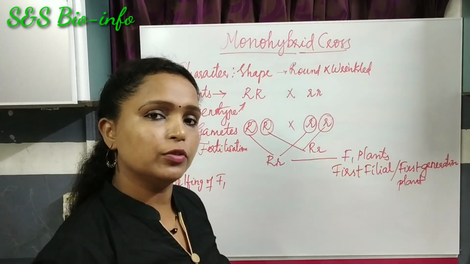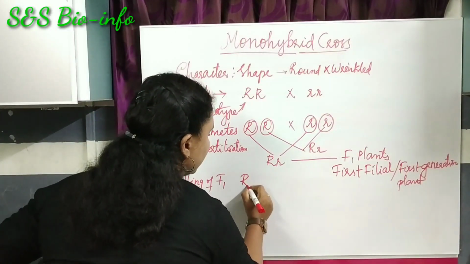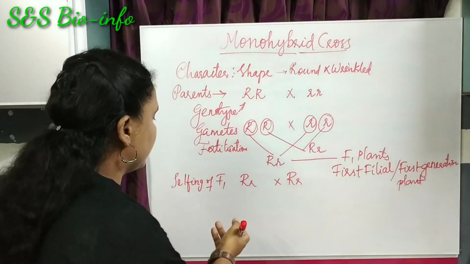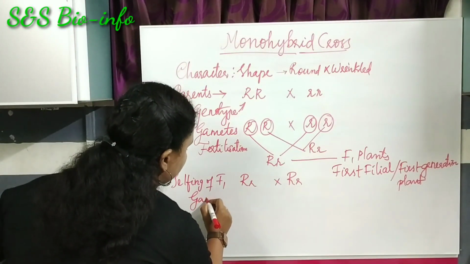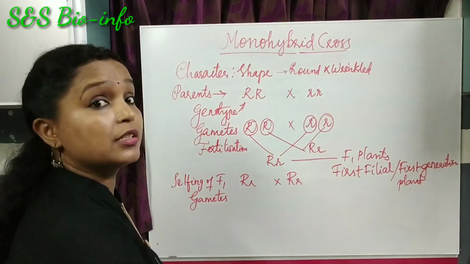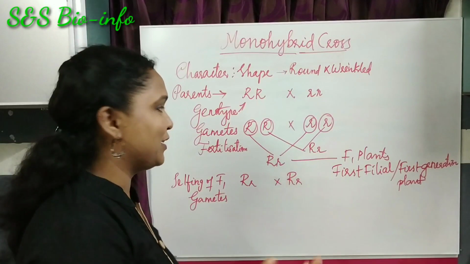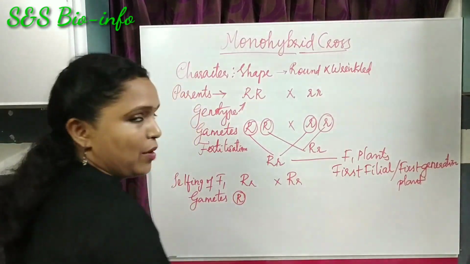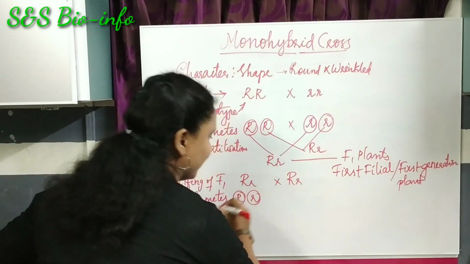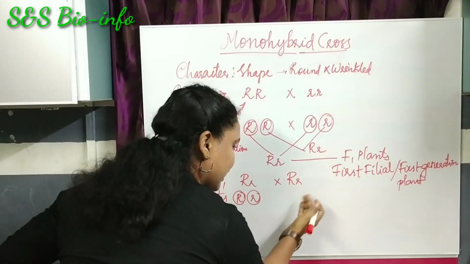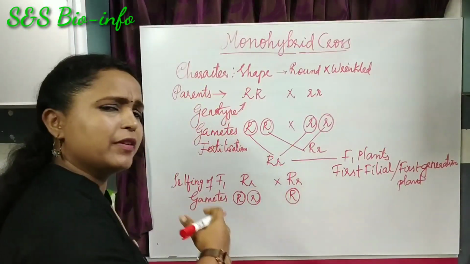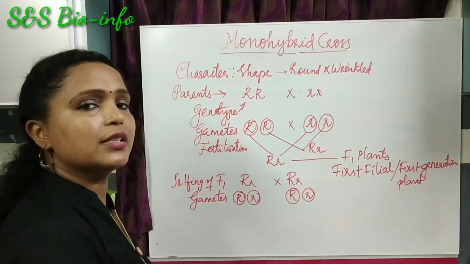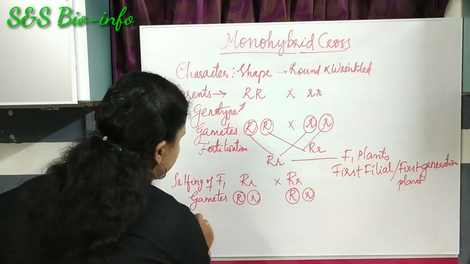Here the genotype of both parents is the same, because this is self-pollination. So let's write the gametes. There is a chance of the formation of two types of gametes. Here you can see a heterozygous pair of alleles. So one gamete may carry the dominant allele, the other gamete may carry a recessive allele. The same thing will happen in the second parent also. That means 50% of the gametes carry the dominant allele, other 50% carry the recessive allele. Next one, fertilization.